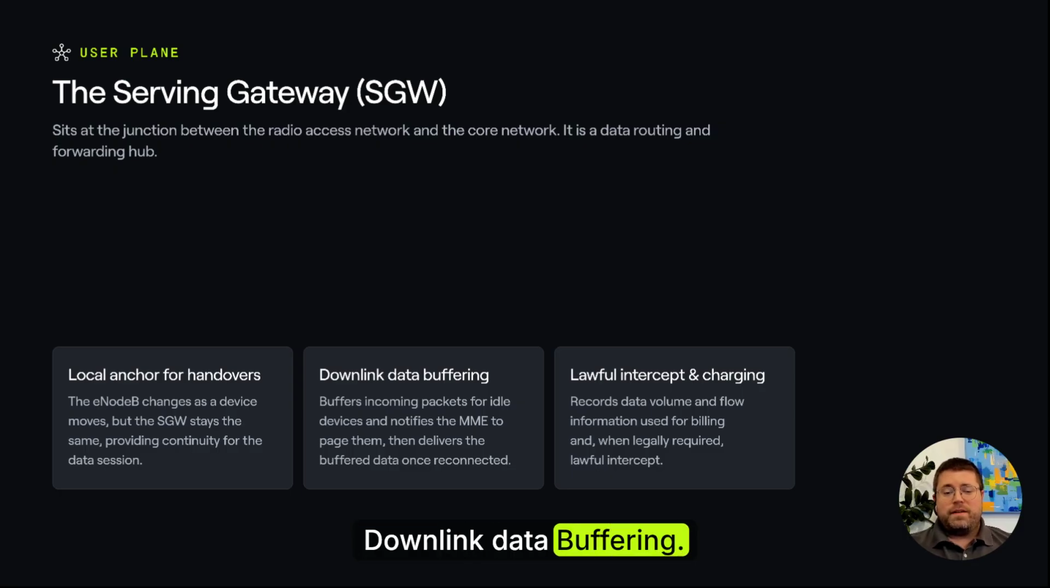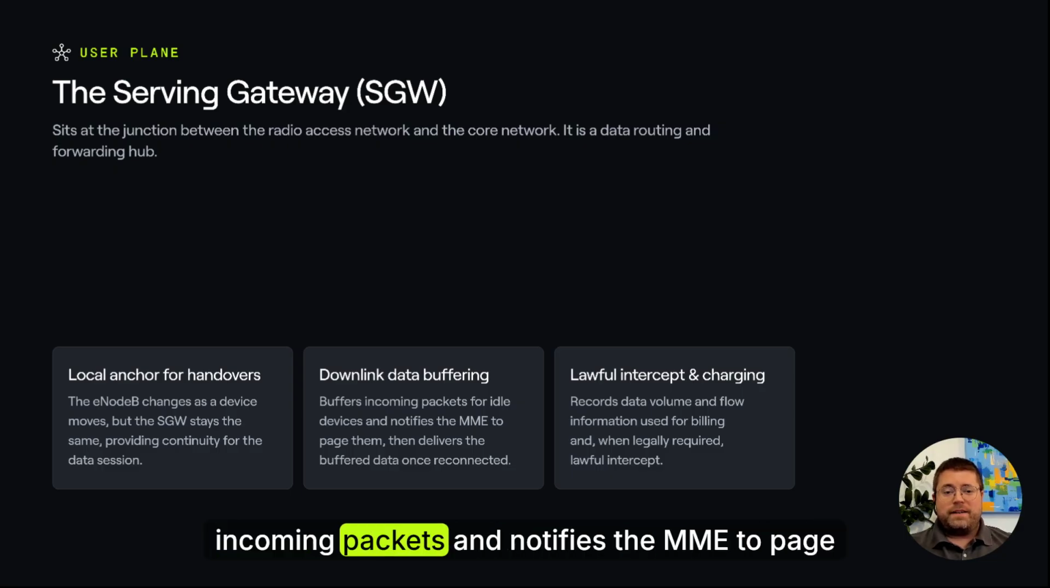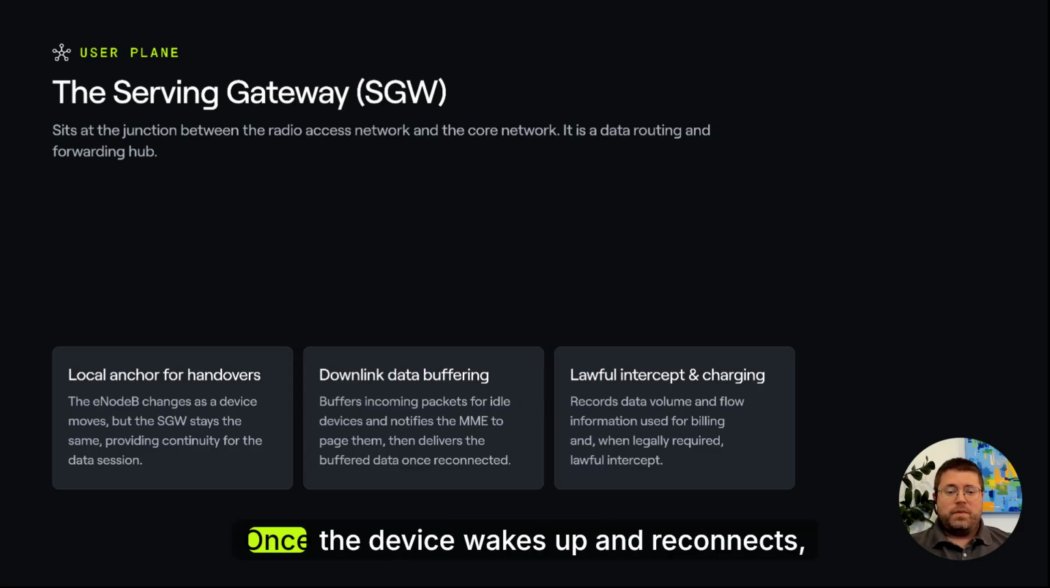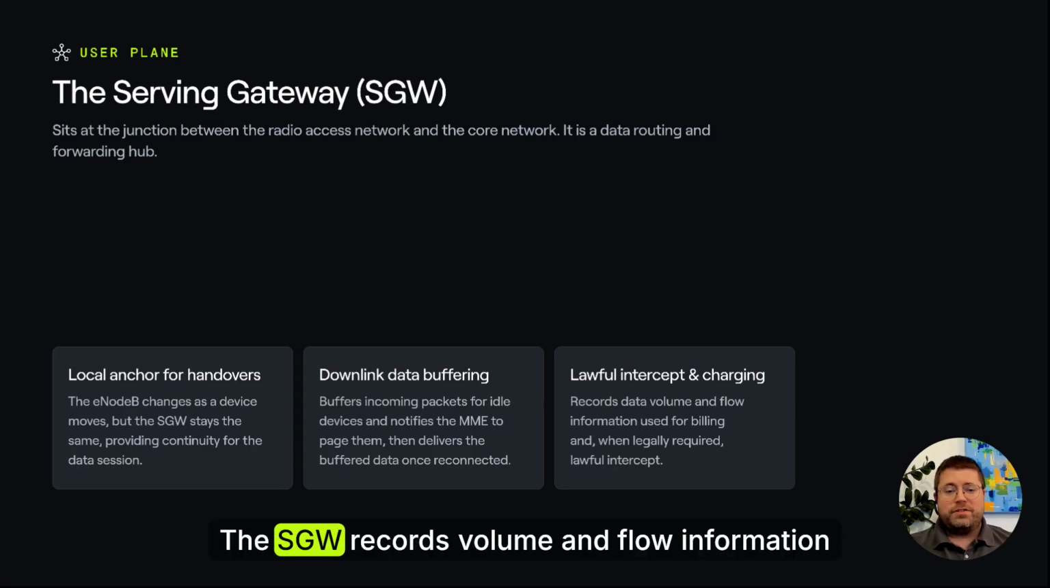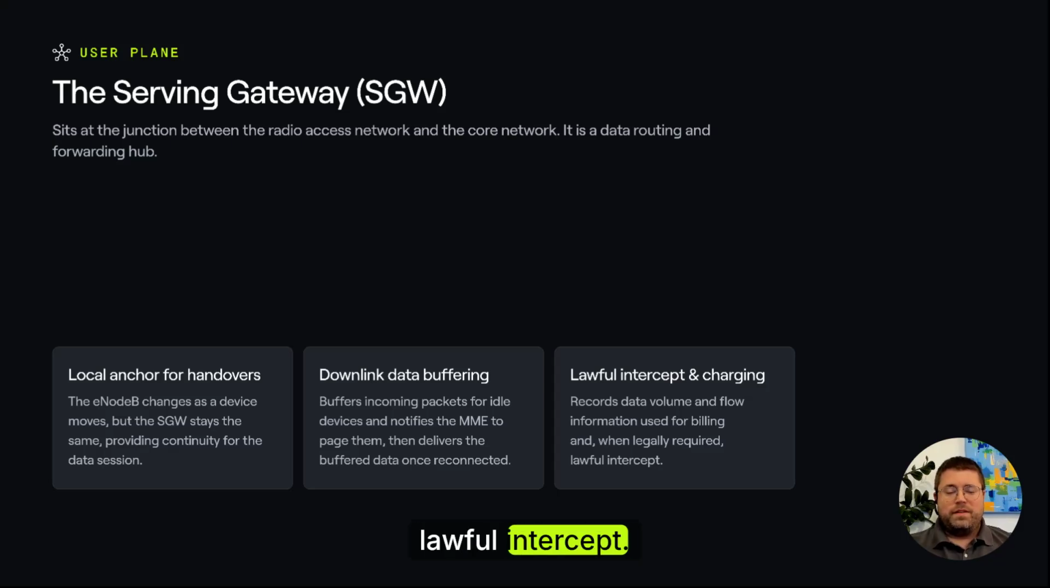Downlink data buffering. When a device is idle, the SGW buffers any incoming packets and notifies the MME to page the device. Once the device wakes up and reconnects, the SGW delivers the buffered data. The SGW records volume and flow information used for billing and, when legally required, lawful intercept.